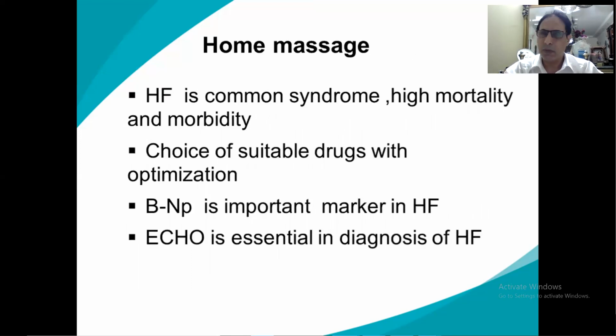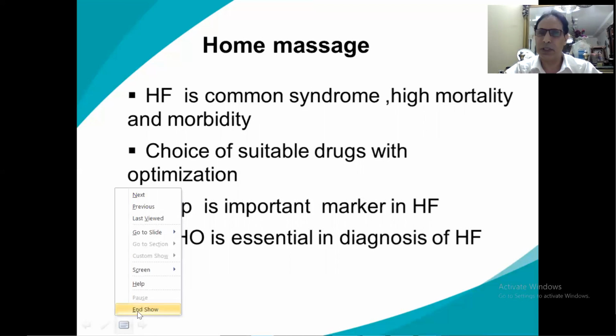Finally, the take-home message: heart failure is a common syndrome with high mortality and high morbidity, and the choice of suitable drugs should be with optimization. BNP is an important marker for heart failure in diagnosis and for exacerbation, and echo is an essential part of diagnosis, management, and follow-up of the patient.